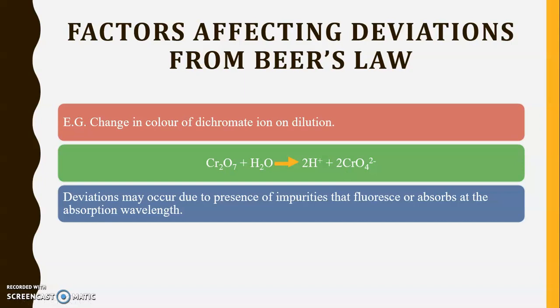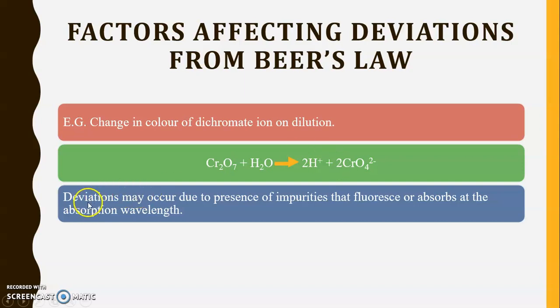So in this second example, dichromate ions show absorption at 450 micron, while the chromate ions show the color yellow and absorbance at 350 micro. So this is the negative deviation, while chromate ion shows a positive deviation.